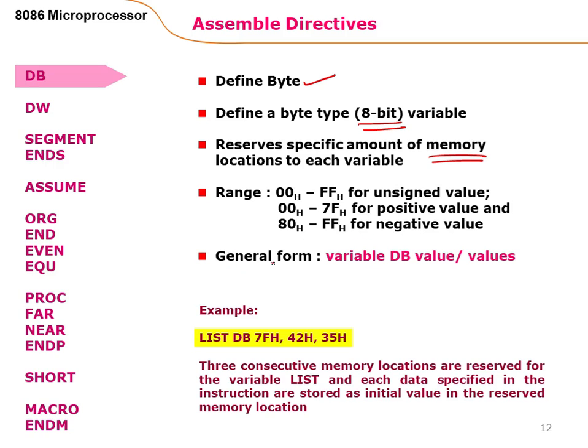So how can we define this byte? Variable name, then DB and value. We can use it like this. Here is an example. List is a variable name, DB is a directive, and it contains 8-bit data. It will store 7F at the first memory location, then 42 at the second, and 35 at the third. So these three consecutive memory locations are reserved for the variable list, and each data specified in the instruction is stored as an initial value in the reserved memory location.